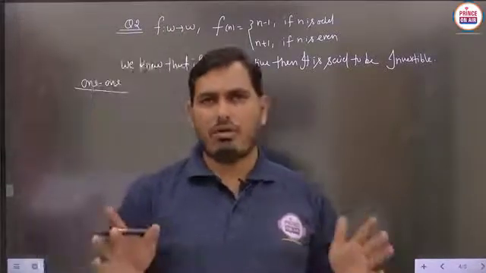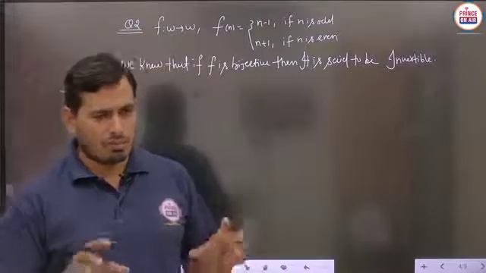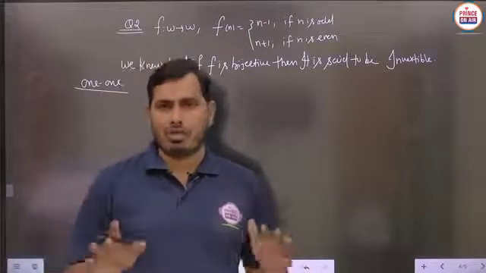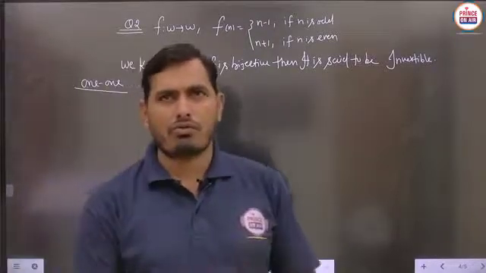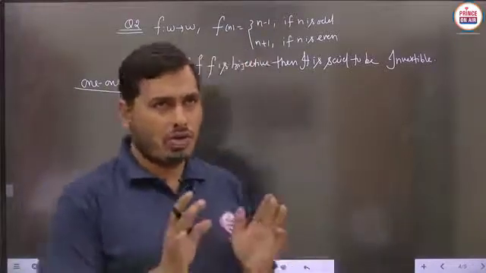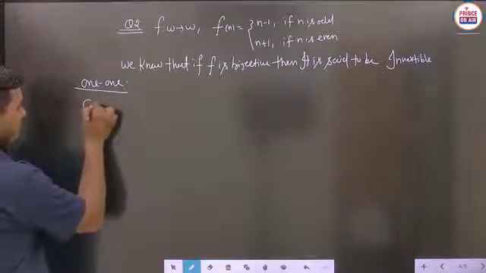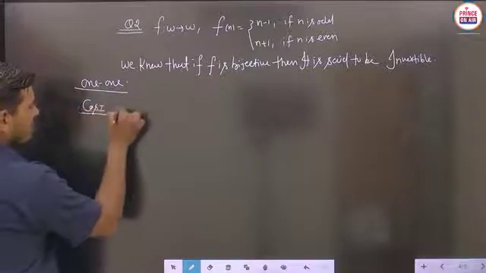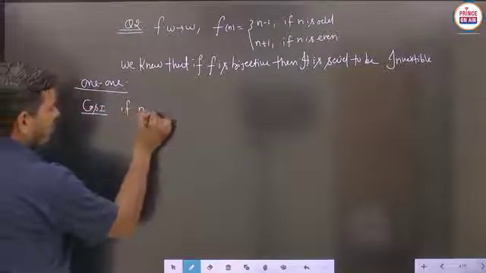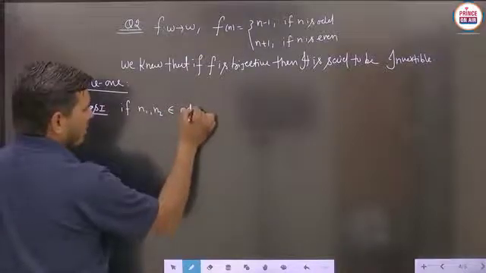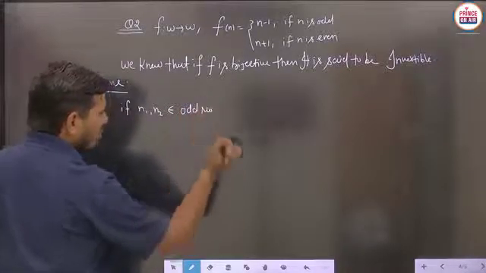In each and every case, first of all, we have to check whether the case is possible or not. If the case is possible, then we have to check whether we obtain n1 = n2 or not. So for checking one-one, we will take the four cases. First case: if n1, n2 belong to the odd numbers. Is it clear?